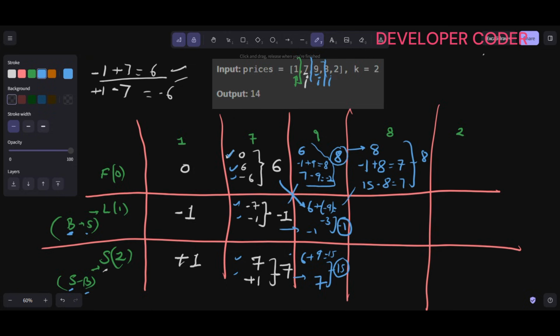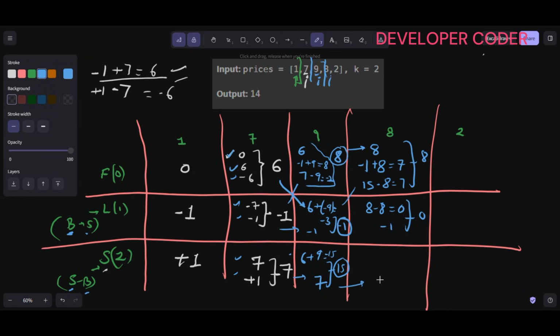Now same way here. From flat I can move to the long if I buy it. So 8 minus 8, I will get 0, right? Or I can remain as it is. So among them the best is 0. Okay.